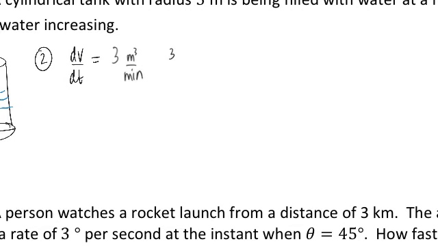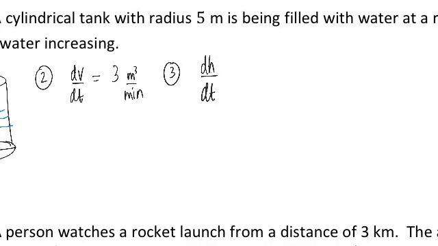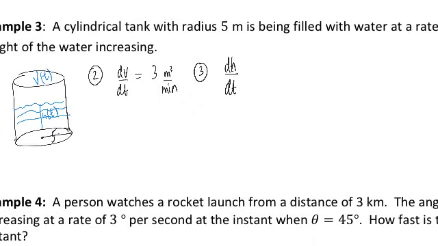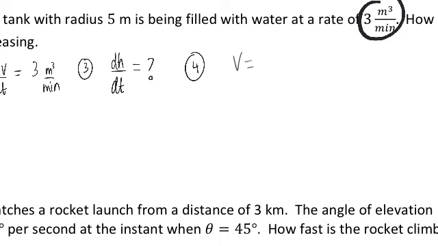That's the given. The find is, what are we looking for? dh/dt. How fast is the height changing? And I called my height h. It doesn't tell us when. The reason might be that sometimes the dh/dt equation will not need a when. So it's just dh/dt like that. Then step 4: for a cylinder, the volume is going to be equal to πr² of the cylinder, which in this case is 5 squared, that's not changing, times h.